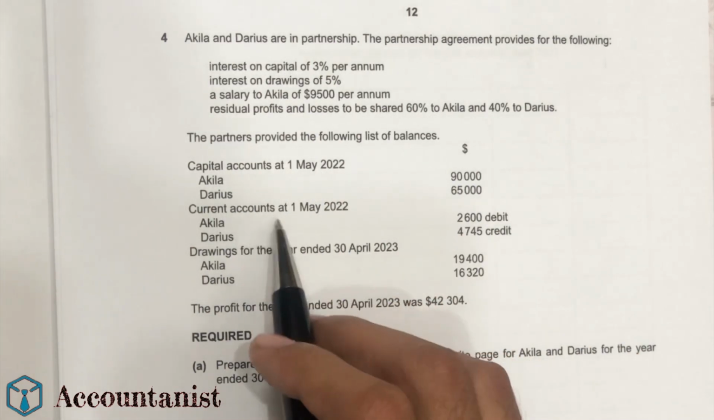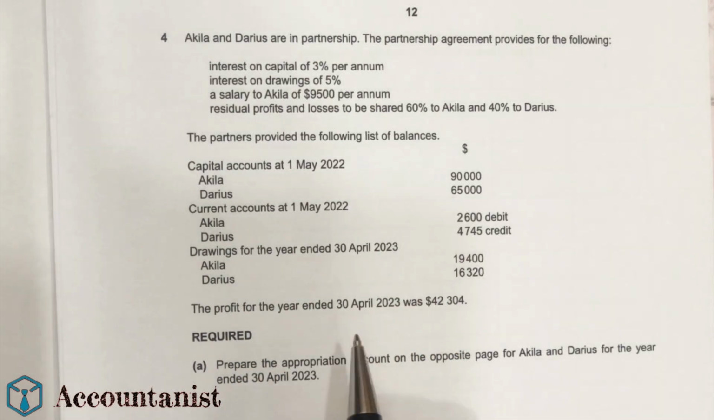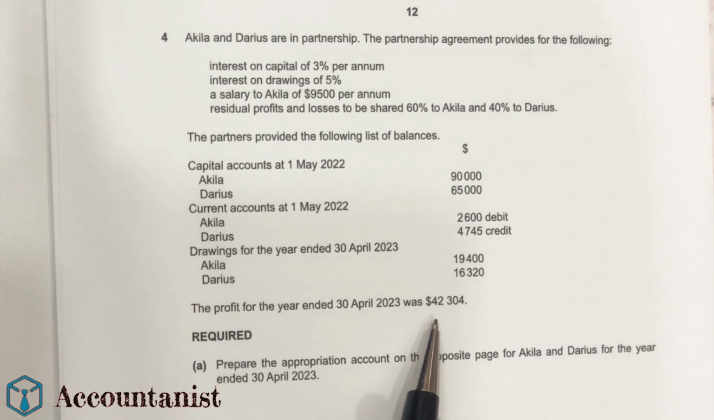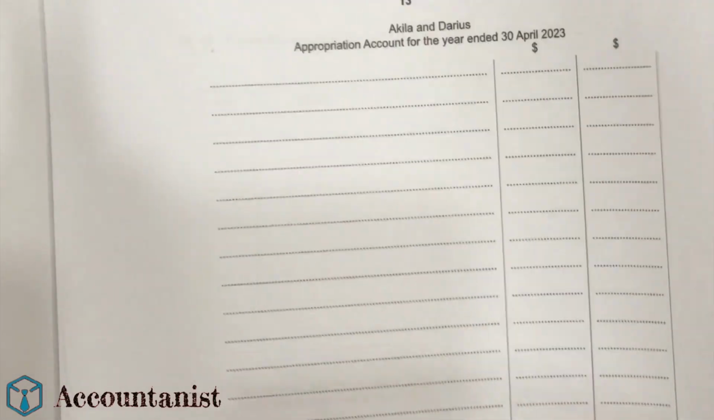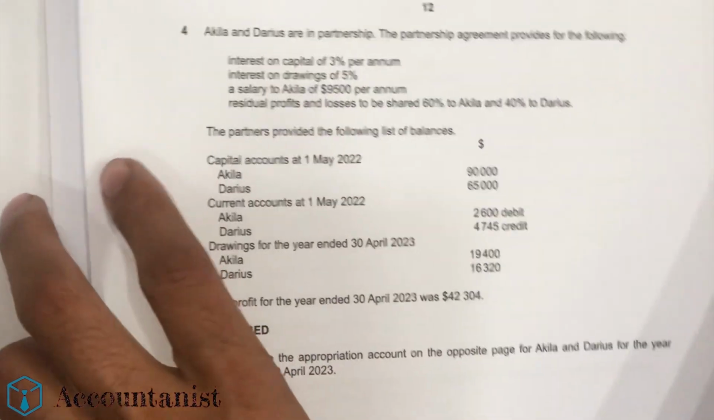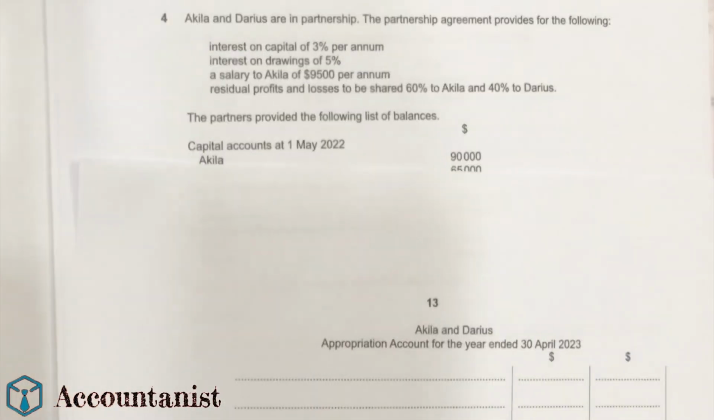We also have some opening balances of capital and current account, and drawings for the year ended 30th April 2023. Profit for the year ended 30th April 2023 was 42,304. So let's move on to the next page to solve this question. We have a format here. I'm going to put this format in front of you so you can see it clearly.